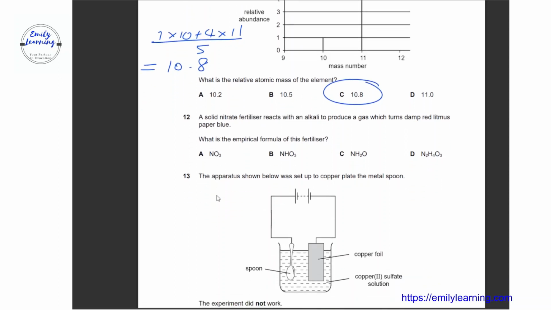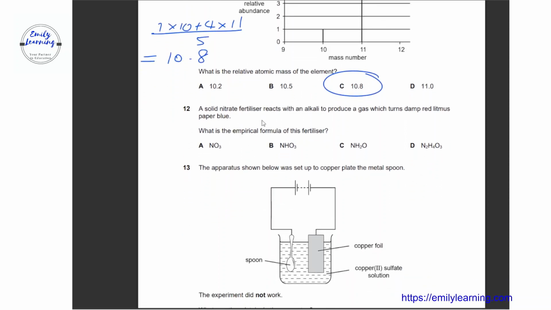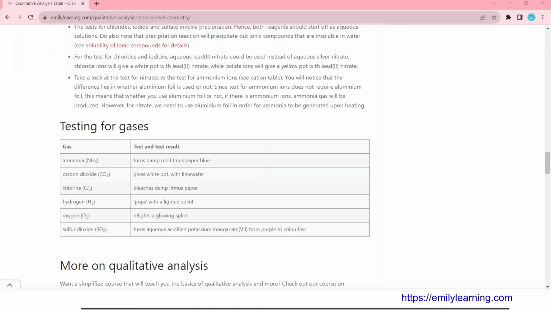Moving on to 12, a solid nitrate fertilizer reacts with an alkali to produce a gas which turns damp red litmus paper blue. What gas is this? It is ammonia gas. On my website here, I share how you test for different types of gas and what is observed. So once you see damp red litmus paper turning blue, straight away think of ammonia gas being produced.